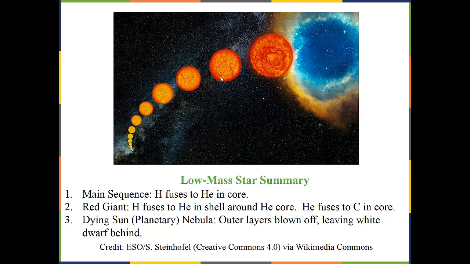In summary, a low-mass star like the Sun turns into a red giant after it runs out of hydrogen in its core. Its core contracts while its outer regions expand. Then the outer regions are completely blown off to make what I call a dying sun nebula and all other astronomers call a planetary nebula. The dense core of the star, which is now made of helium and possibly also carbon and other elements, is left behind. This is what we call a white dwarf.